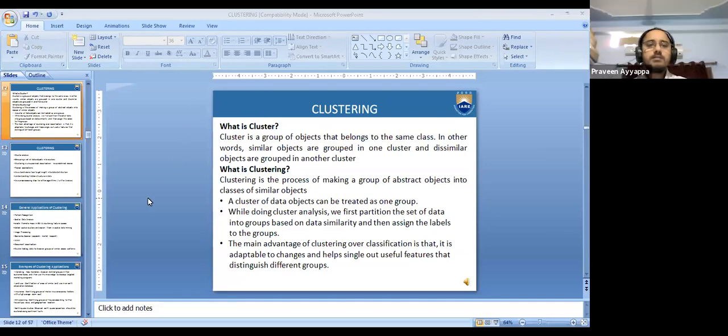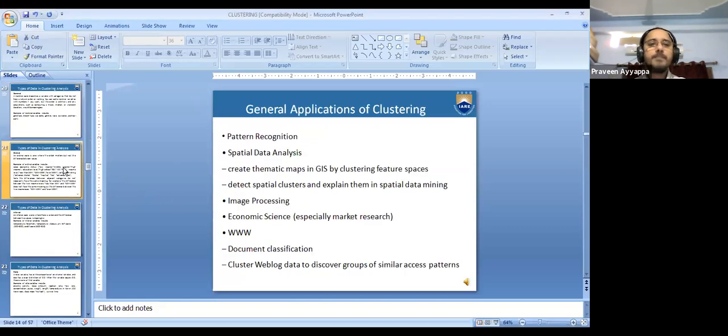Welcome to our lecture on clustering. Today is the second day of our clustering lecture. So, before going to that, let us recap what we have seen yesterday.